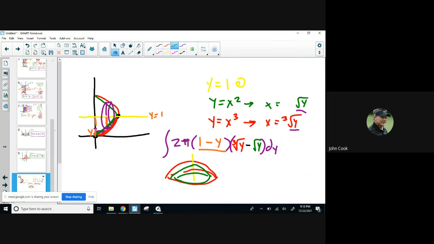And that's it. We just need to do the y values for this. So let's see, the coordinates that we had were at 1, 1, and also at 0, 0. So the corresponding y values would be from 0 to 1. So 0 to 1. There's our volume right there.